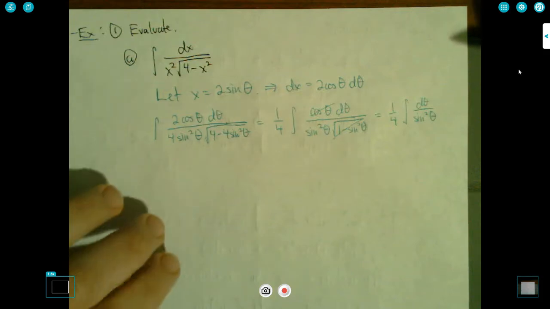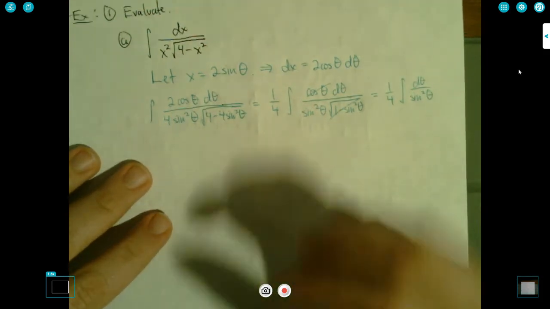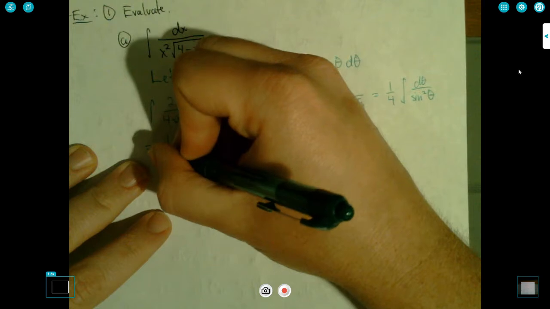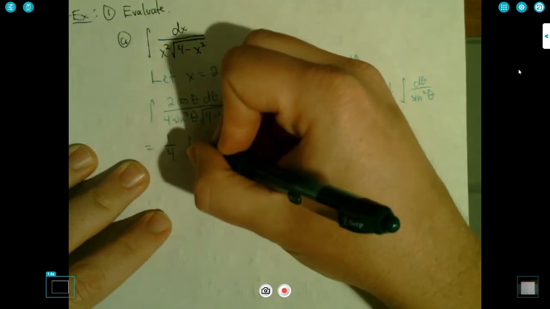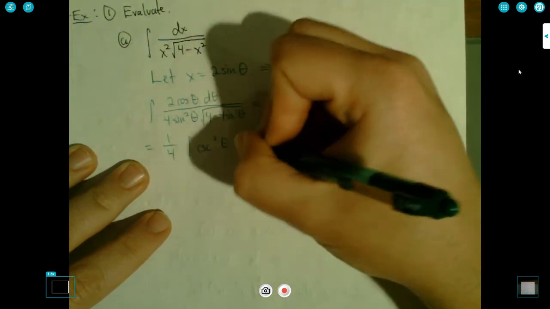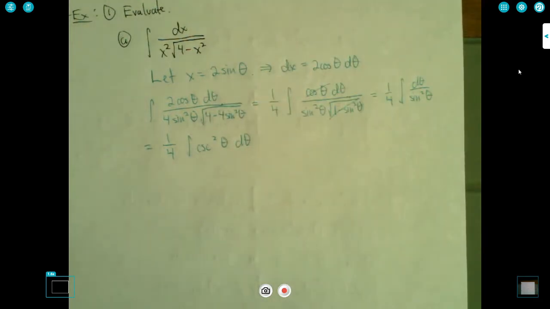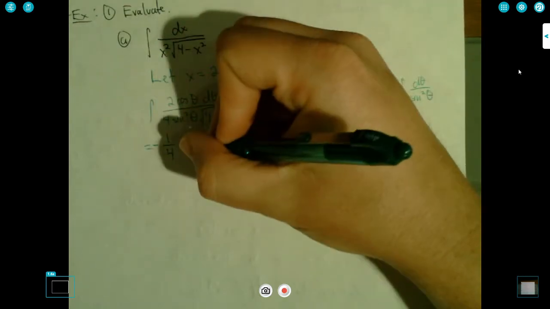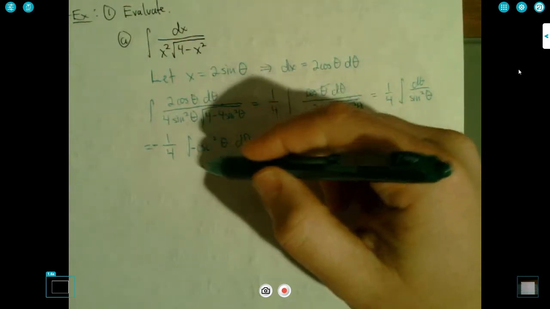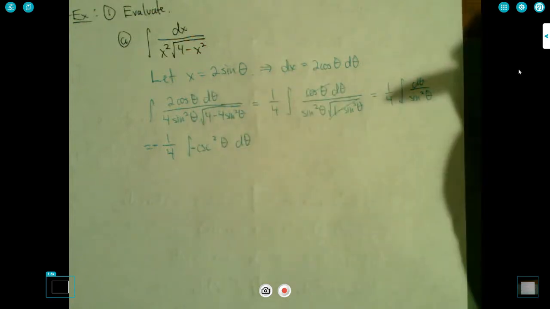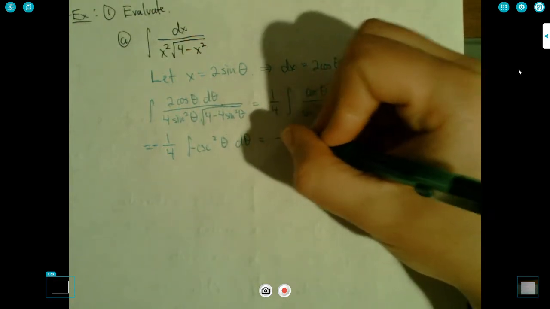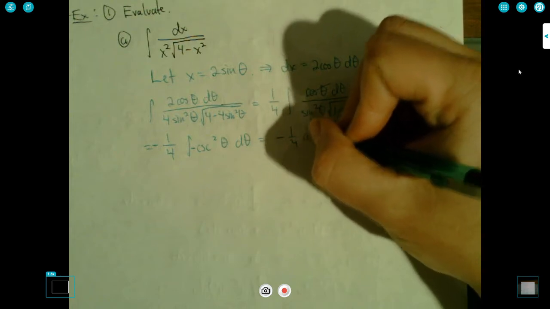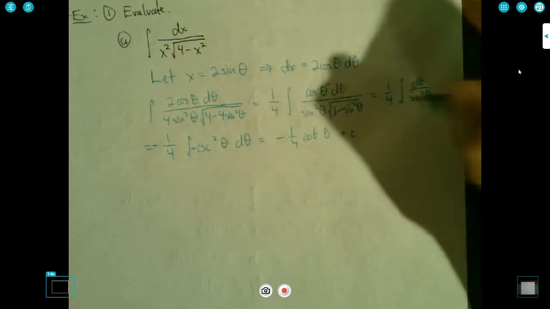So 1 over sine squared is cosecant squared, right? So this would be 1/4 times the integral of cosecant squared theta d theta. And let's see, derivative of tangent is secant squared, so the derivative of cotangent should be negative cosecant squared. So if I put a negative here and a negative there, then this thing is just going to be cotangent theta, right? So this is negative 1/4 cotangent theta plus c.